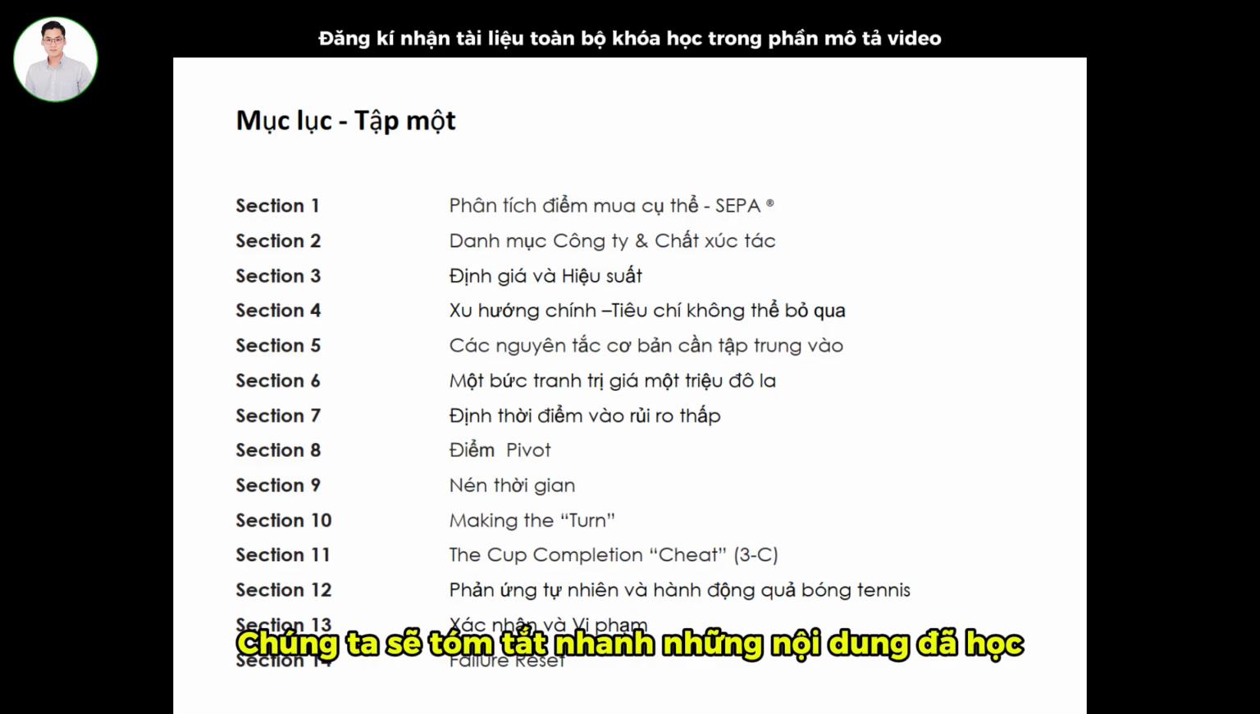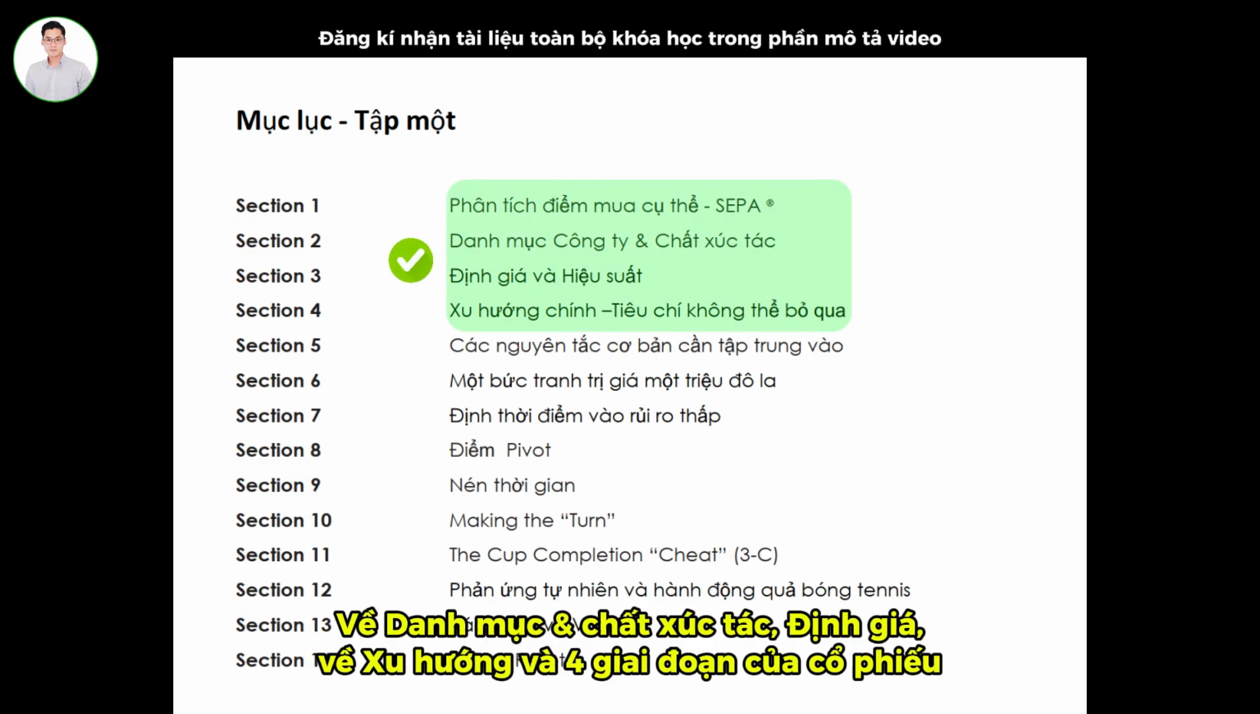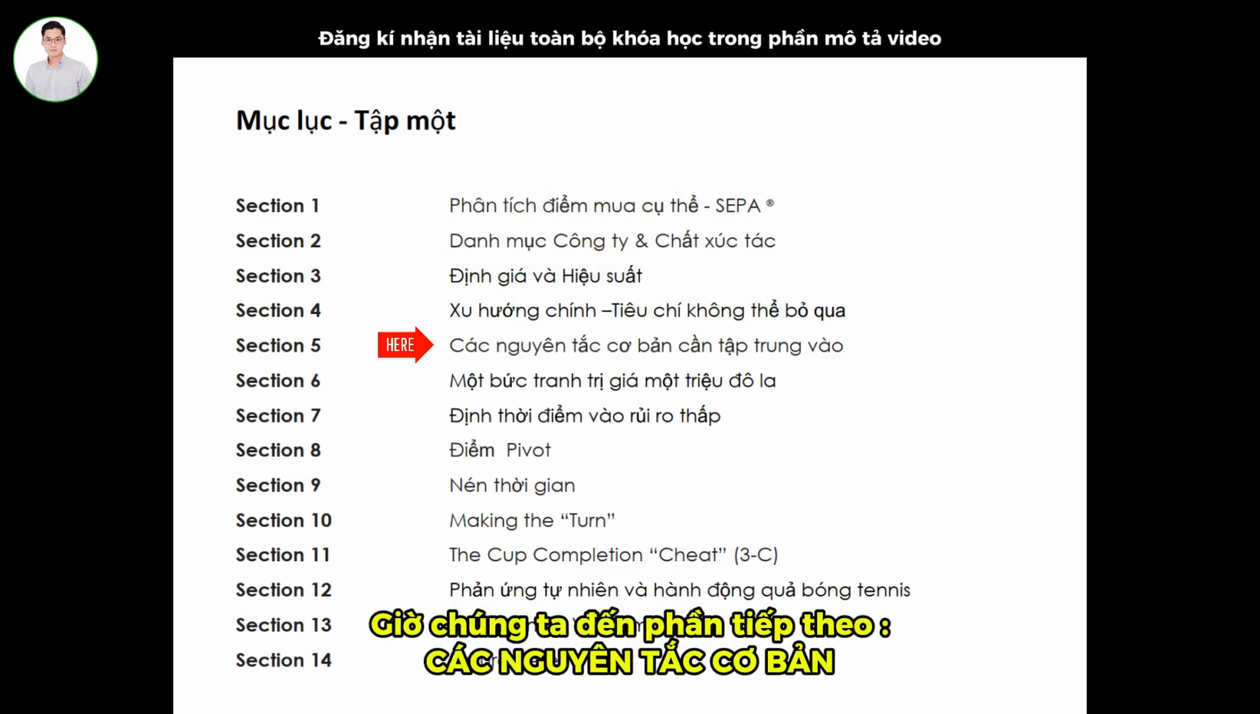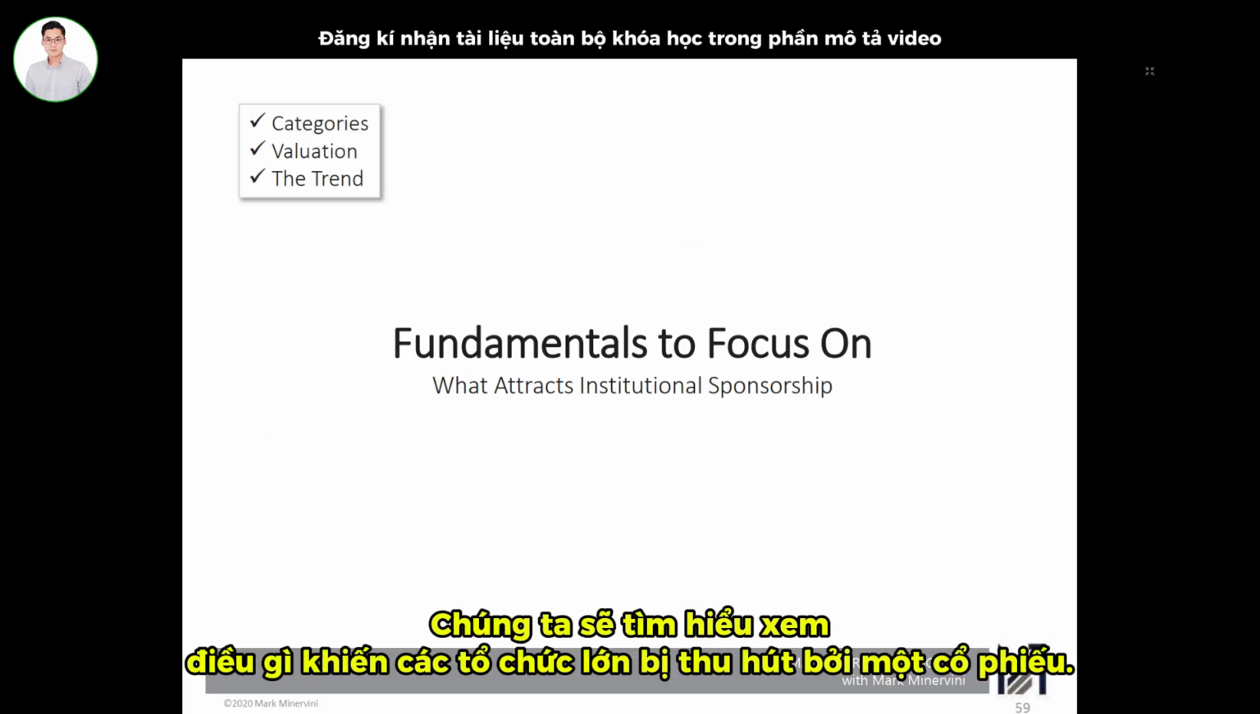Just real quick, we're going to recap what we went over so far. We went over categories and catalyst valuation. We talked about the trend, the 4 stages of a trend. Now we're going to get into some fundamentals, what we call fundamentals to focus on. We're going to look at what attracts institutions into a stock.